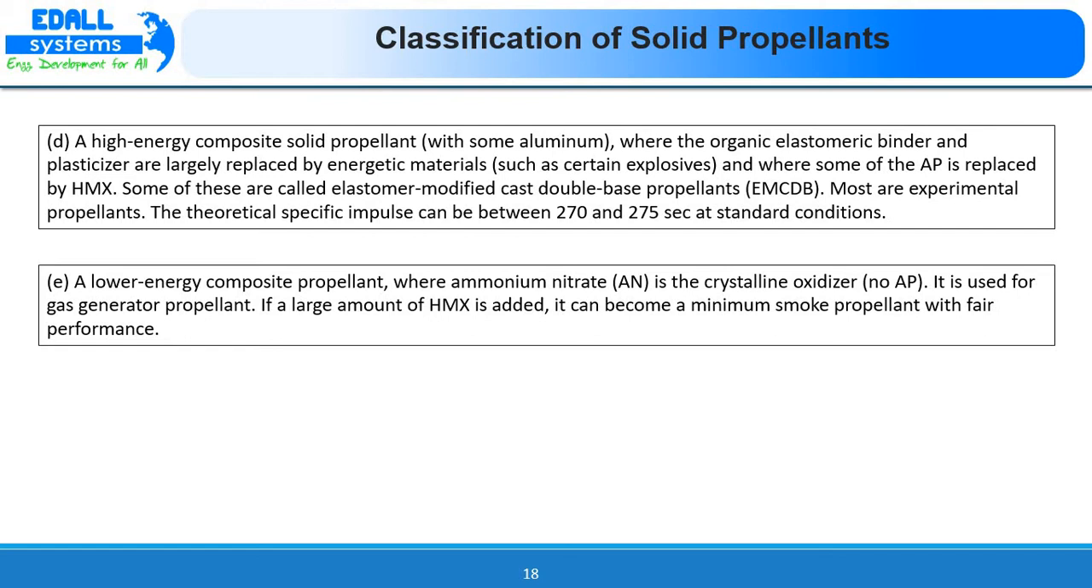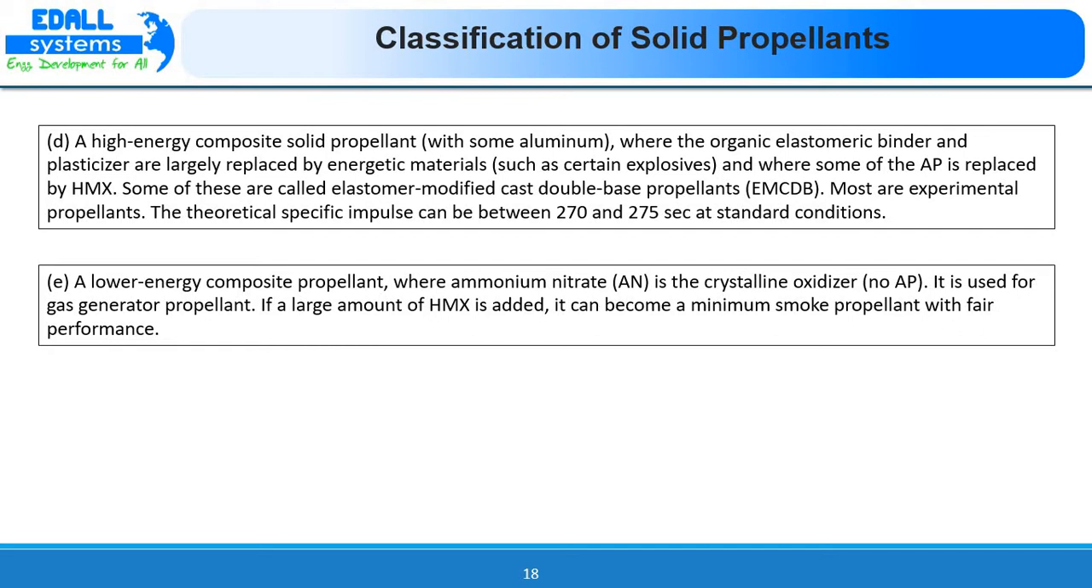binder and plasticizer are largely replaced by energetic materials such as certain explosives, and where some of the ammonium perchlorate is replaced by HMX. Some of these are called elastomeric modified cast double base propellants, that is EMCDB, most are experimental propellants, the theoretical specific impulse can be between 270 and 275 seconds at standard conditions.